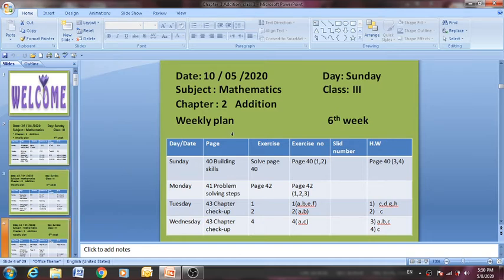Today we will complete the addition chapter. Today we will take problem solving steps. We will know what the steps of problem solving are. This is page 42. We will solve 1, 2 and 3. Okay, Bismillah.